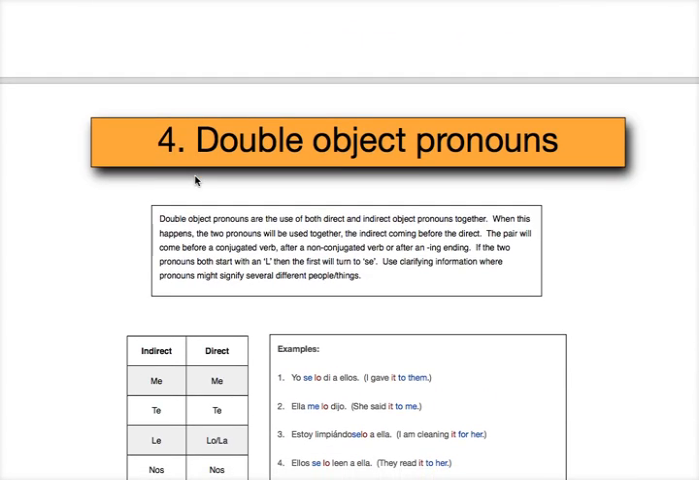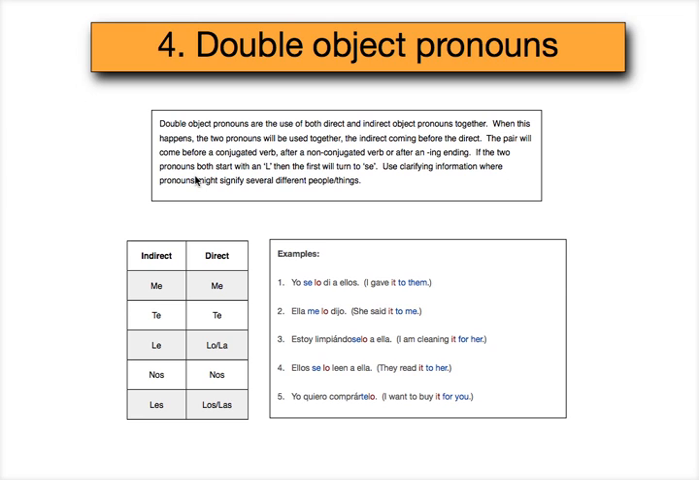Double object pronouns, we might have a couple of these. I don't want to make them a focus, but they are good to know. You can study using the indirect with the direct. You'll notice the color-coded examples here. You might have a sentence with both a direct and indirect object in the sentence, and you have to replace them both. So read through the instructions on this one and the examples. There should be enough information there.